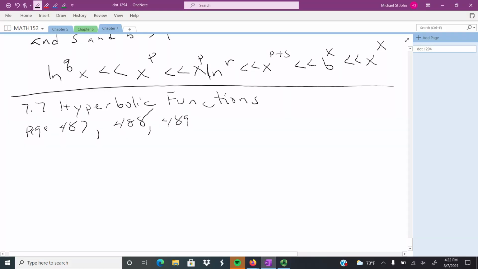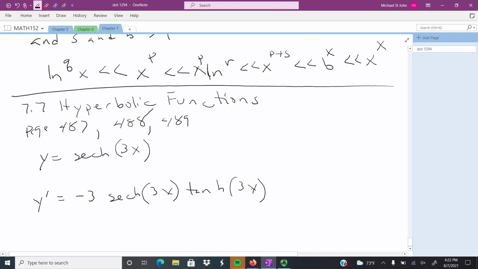Now we reference here. So if I had y equals hyperbolic secant of 3x, and so y prime is then going to be a minus 3 hyperbolic secant of 3x hyperbolic tangent of 3x. And again, that was based on that table that we referred to just a moment ago for those.